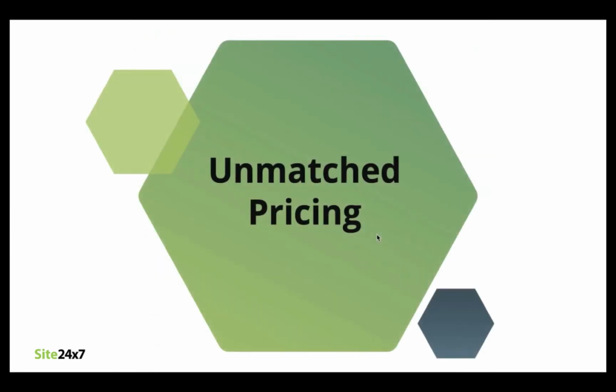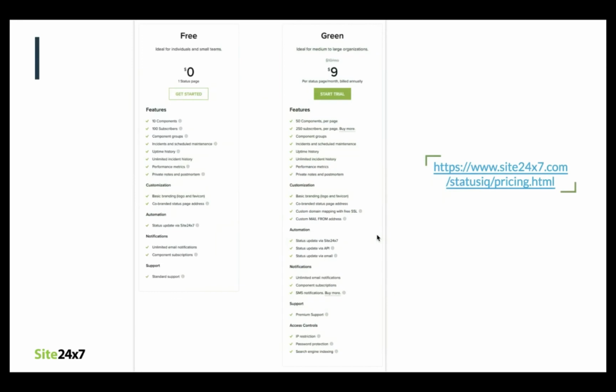So one question that you might have after all this is, what is the price at which we offer StatusIQ? So the pricing for StatusIQ is very transparent. We have two different plans. We have a simple free plan for people who want to try out StatusIQ. And then we have the fully loaded green plan. So the free plan offers you minimalistic features like addition of 10 components per page, 100 subscribers, and standard support.